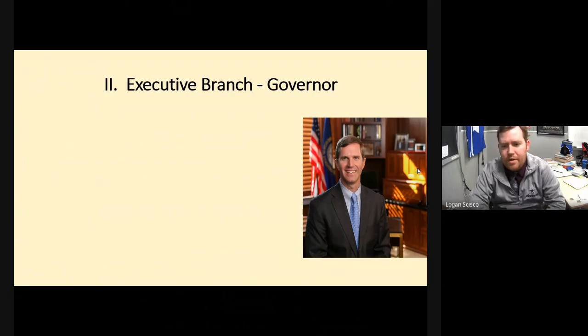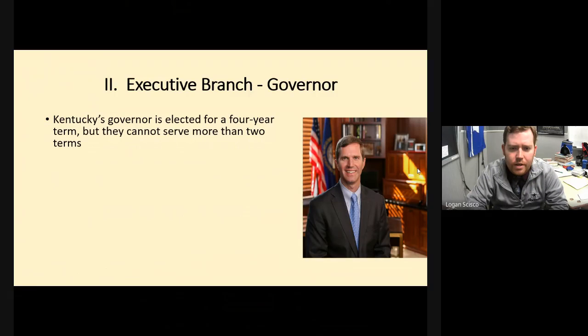So let's talk about the executive branch. That's a picture of our current governor, Andy Beshear. His father, Steve Beshear, was governor prior to him taking office. The governor in Kentucky, you have to be at least 30 years old to run for governor, and you have to be a resident of the state for 6 years.